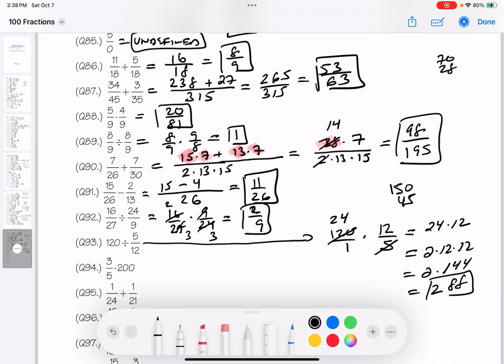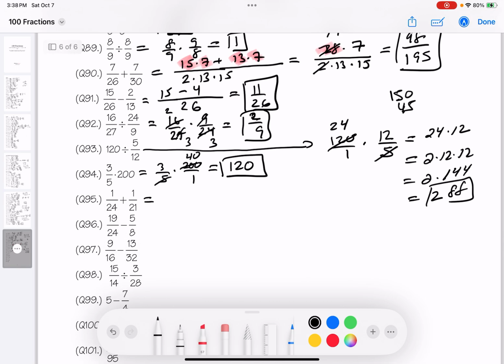All right? Let's do this one over here. What do you get? 3/5 times 200 over 1. And 5 goes into 200 40 times. And 3 times 40 is 120. All right, put this one down.